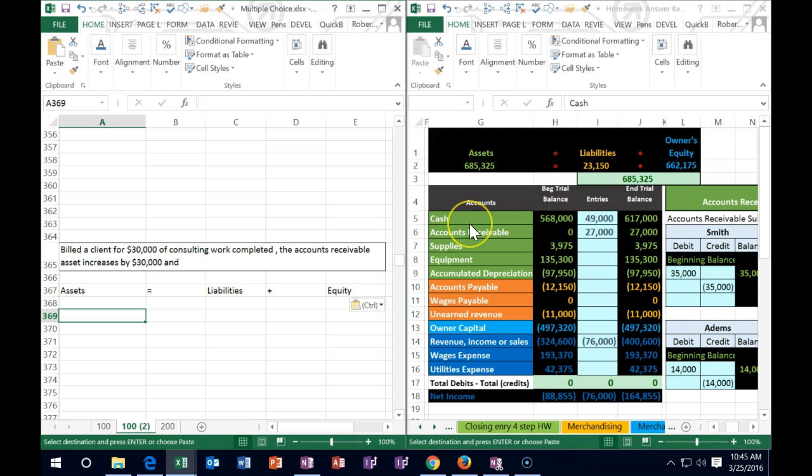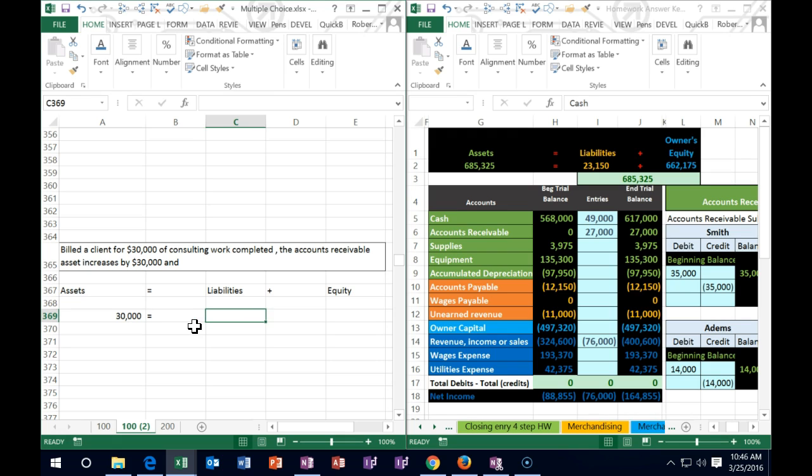So is cash affected? No, it's not affected. But we earned something, and therefore we did get an asset, and they told us what that asset is. In this case, they said it's accounts receivable. Accounts receivable is an asset. It represents the money that is owed to us because we earned it. And therefore, that asset's going to go up. So assets are going to go up by $30,000, even though we didn't get cash, because we got the receivable.